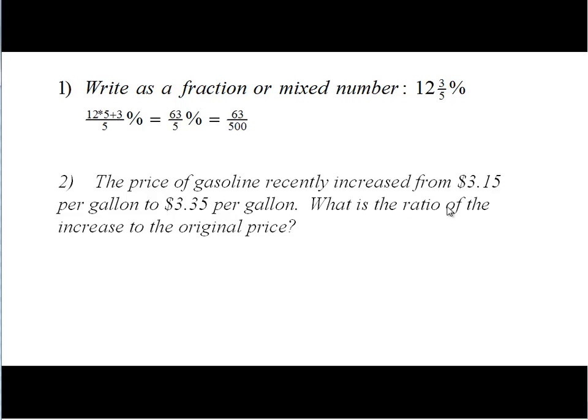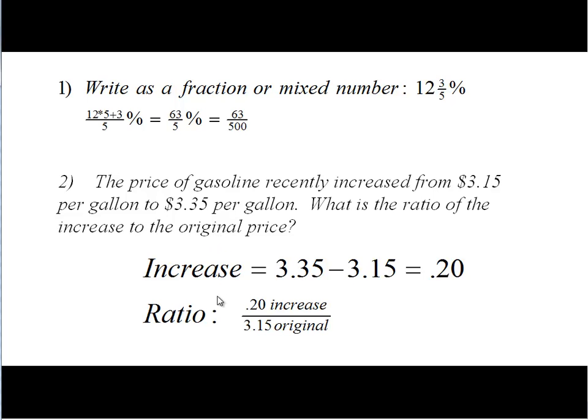Okay, price of gasoline increased from $3.15 to $3.35. To get the increase, we're subtracting it, 20 cents. The ratio of the increase to the original. Take the increase, 20 cents, original, $3.15.